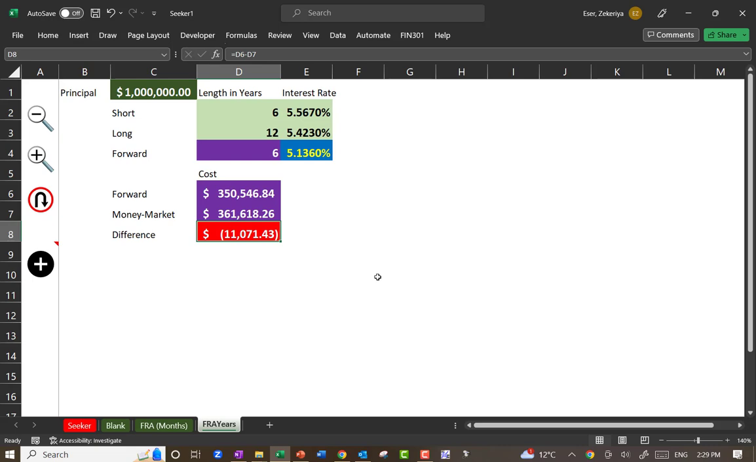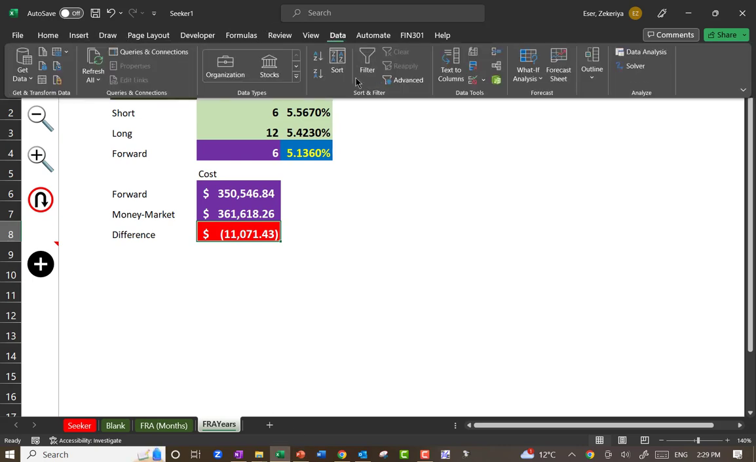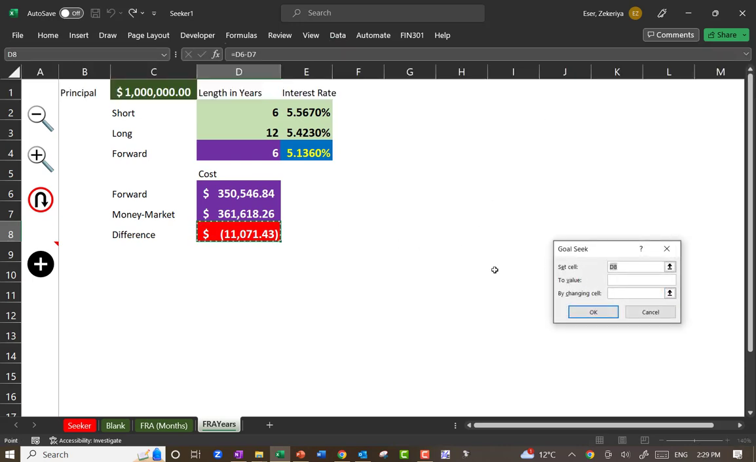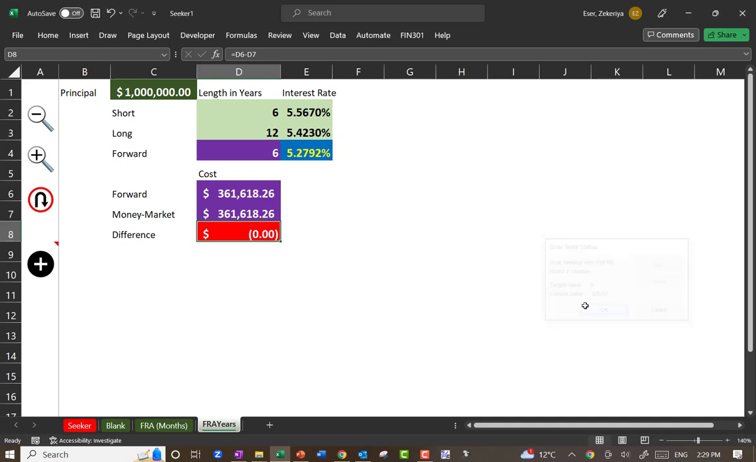Again, I'll do it next time. I'm going to make this automatic, but for now, let's do it with goal seek. Data, what if analysis, goal seek, make the difference 0 by changing the forward rate. Let's apply this. Right now those interest rates are not what the market is.